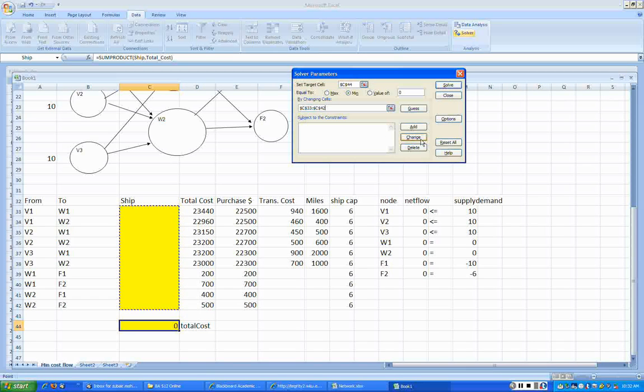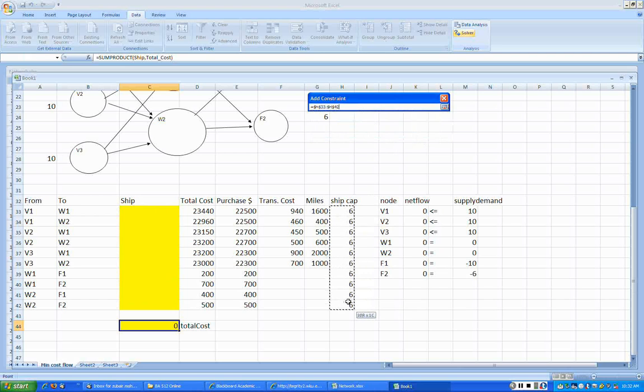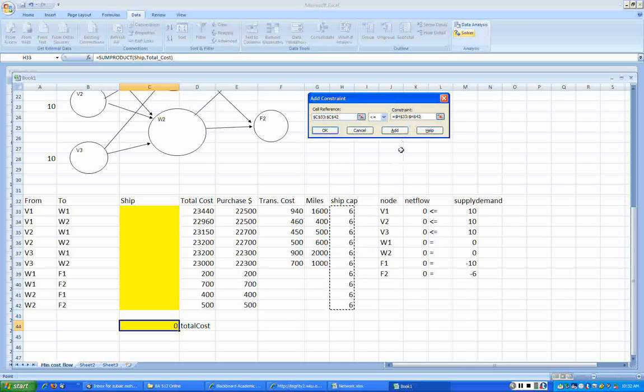Okay, add the constraints. The constraints are, first, the amount that you ship on each one of these routes has to be less than or equal to the capacity on that route. So that is the shipping capacity on that route. So that's one set of constraints. The amount that you ship has to be less than or equal to the capacity on that route.